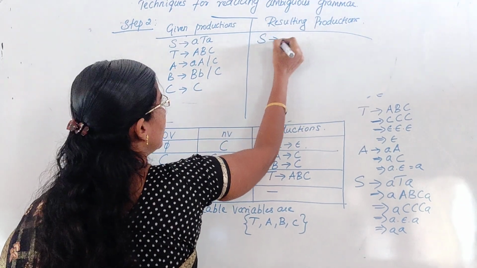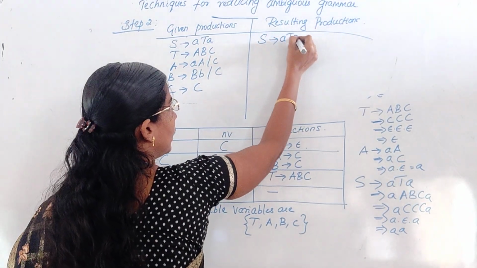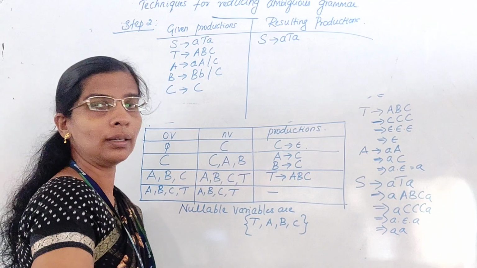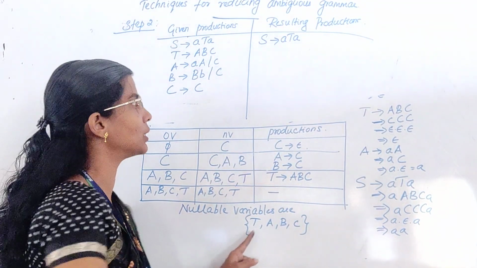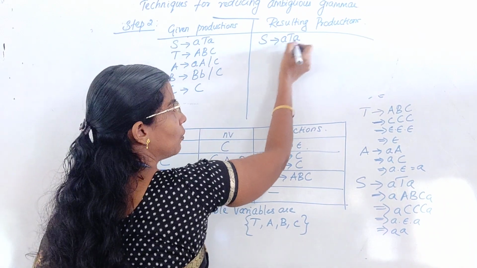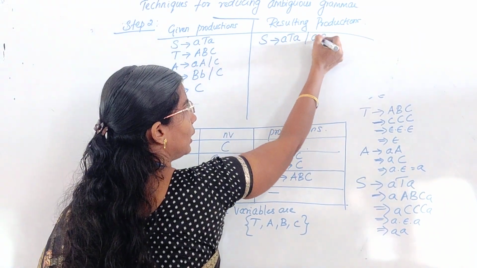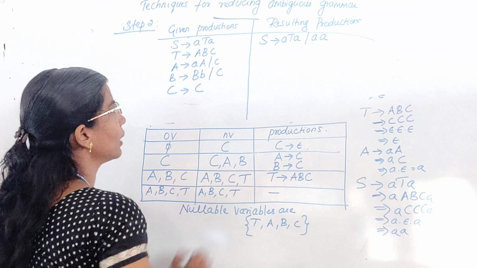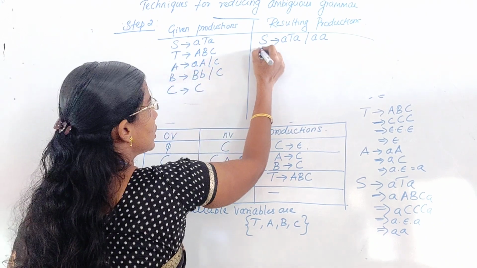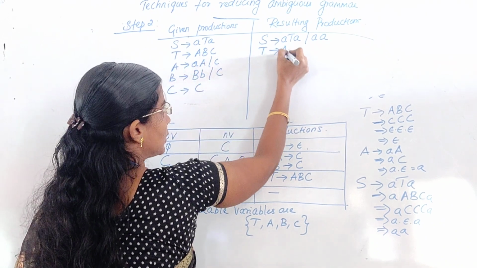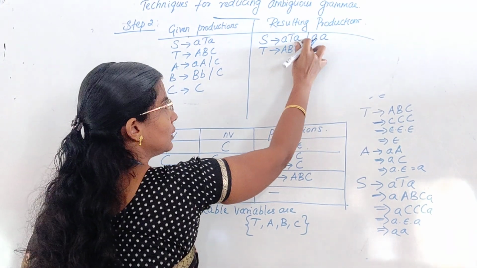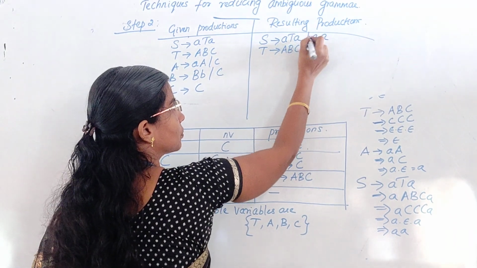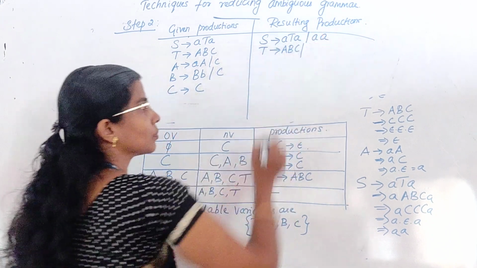S tends to A, T, A. Then, T is a nullable variable, so I can substitute null for T. When I substitute null for T, what will I get? I will get only A. Similarly, for the next production, you write as it is first: A, B and C. First you write as it is.